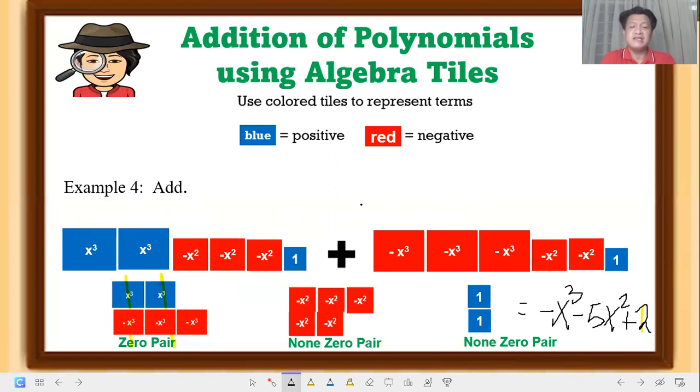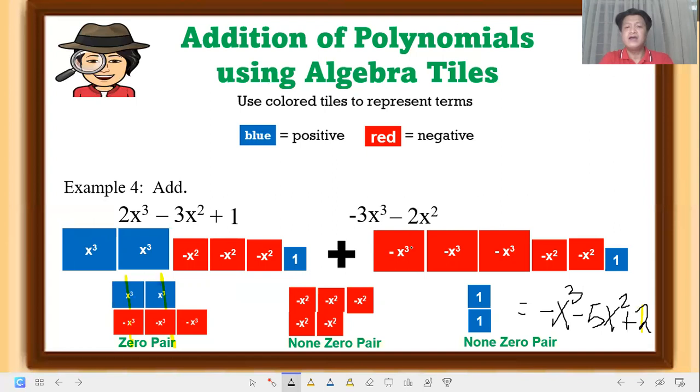Okay, kapag nire-write natin yan sa number, ito yung magiging sagot natin. So we have 2x cubed, ito ay minus 3x squared, kasi tatlo to na red square, and plus 1. Dito naman sa kabila, we have negative 3x cubed, ito tatlong x cubed na to na red.